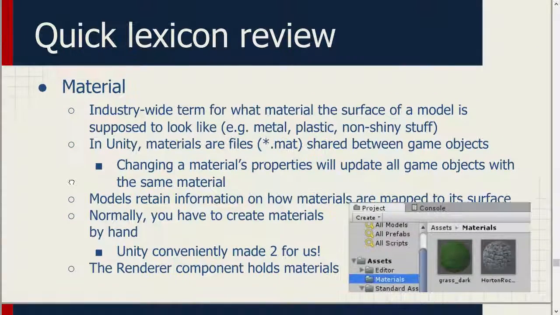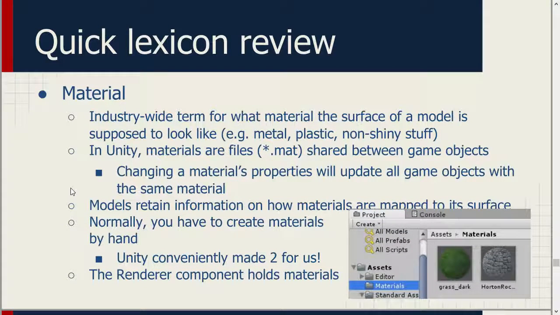Models retain the information on how the materials are mapped to the surface. So in our case, we have a single modeled level which has a couple of different surfaces, the grass surface and the rock surface. And both of them are using two different materials. Unity will attempt to create materials based off of the information that the model contains.